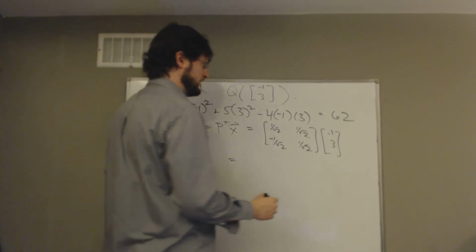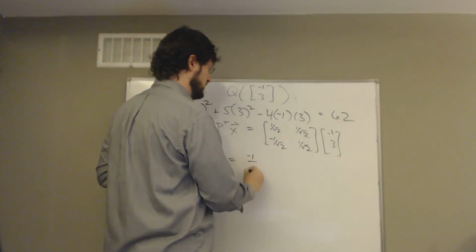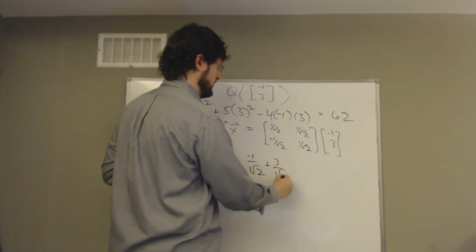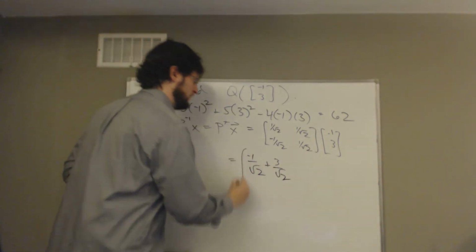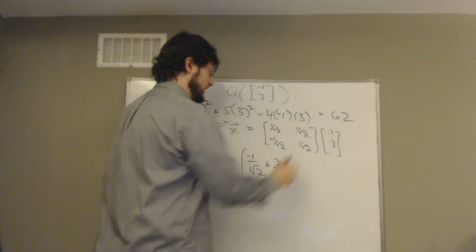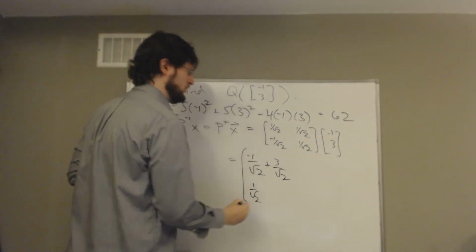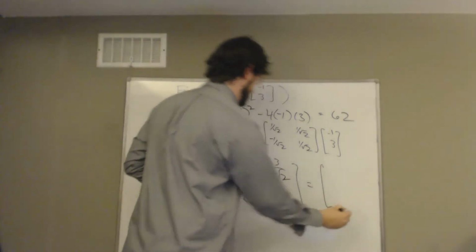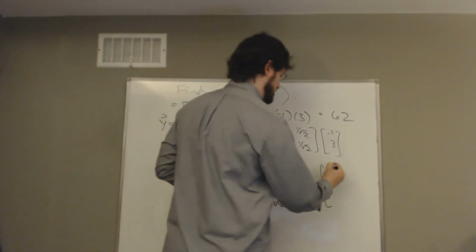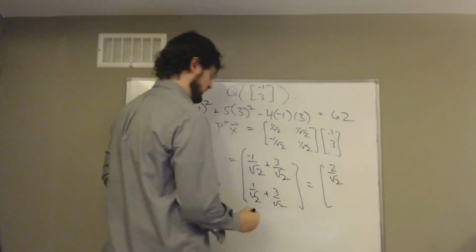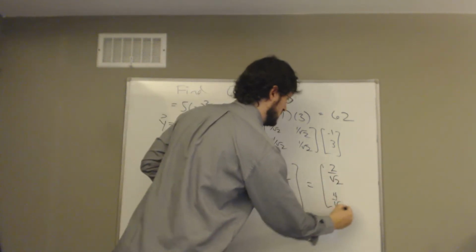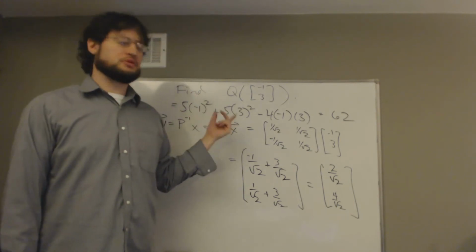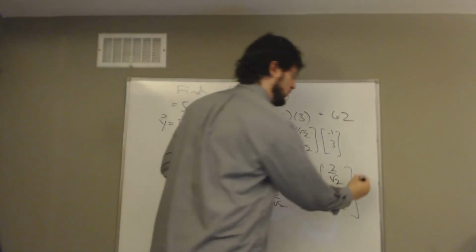Which gets us minus 1 over root 2 plus 3 over root 2 for the first, and then the second makes 1 over root 2 plus 3 over root 2, which is 4 over root 2. So that's after we've changed our variables to y. This is y1, y2.